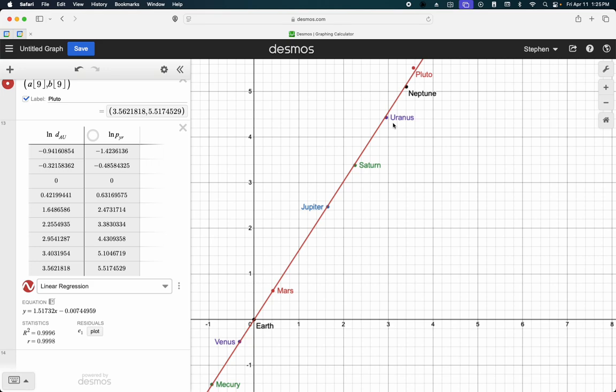We added another table here and made the columns LN of DAU and LN of PYR. It doesn't let me do that. It doesn't let me add LN. So I'm going to say natural log of D sub... I'm sorry, AU.